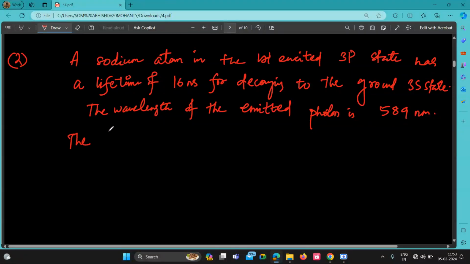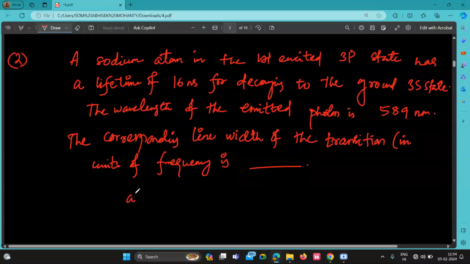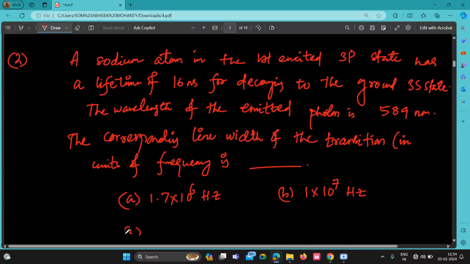The corresponding line width of the transition in units of frequency is, okay, option A, 1.7 into 10 to the power 6 hertz; option B, 1 into 10 to the power 7 hertz; option C, 6.3 into 10 to the power 7 hertz; and option D, 5 into 10 to the power 14 hertz. This question came in JEST 2013.